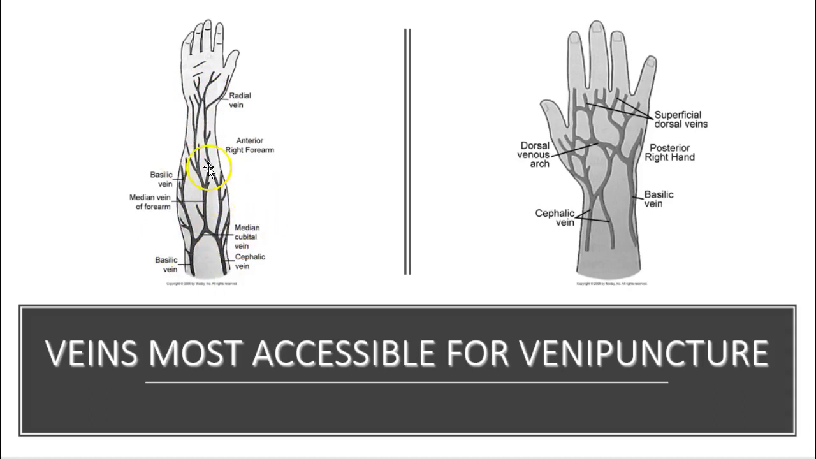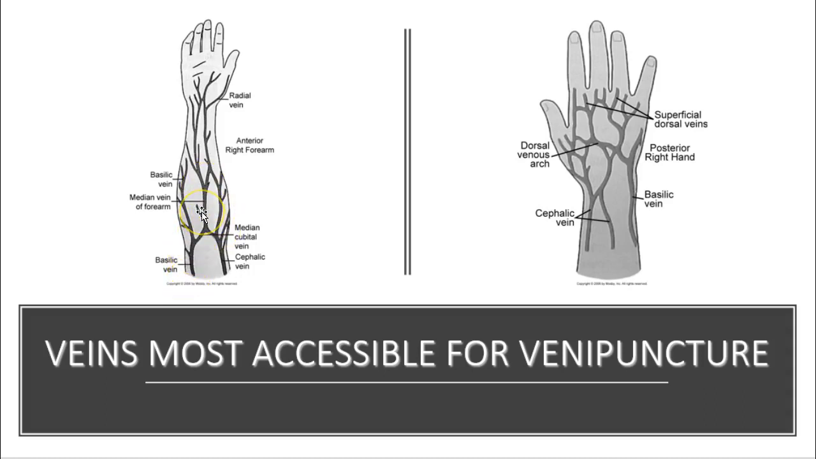So if we look here, coming up, we have the median vein of the forearm, and you can see it's nice and straight. So here's the elbow. This is your antecubital region. You're on the outskirts of it, which is fine. And then coming up, you have your median cubital vein, your cephalic vein, and your basilic vein. As you can see, they branch.